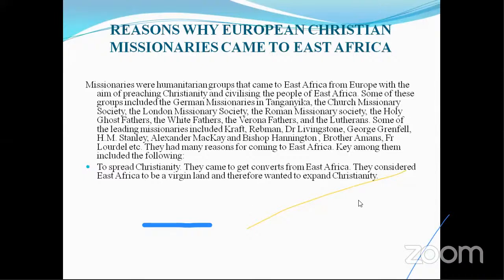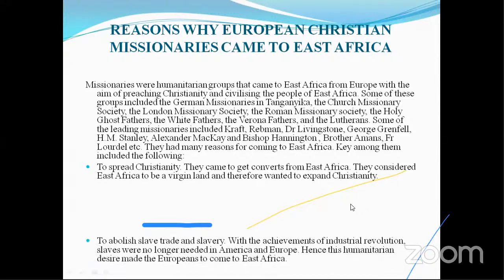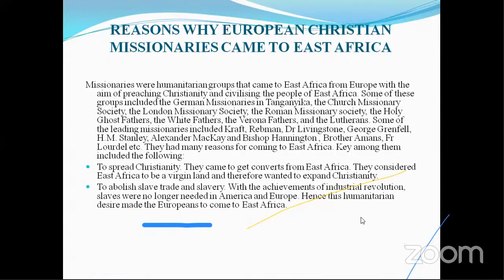So we have gone to point number 2. Number 2, to abolish slave trade and slavery. They came to abolish slave trade and slavery in East Africa. So the explanation is, with the achievements of the Industrial Revolution, slaves were no longer needed in America and Europe. Therefore, this humanitarian desire made the Europeans to come to East Africa.